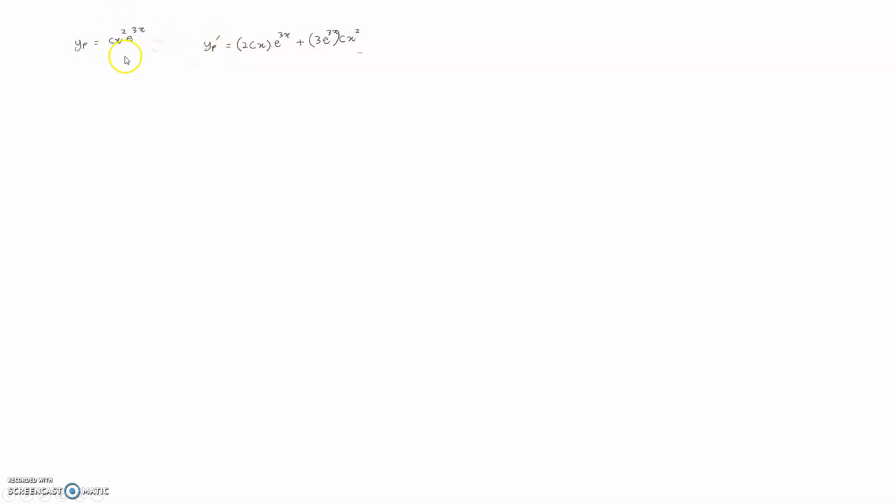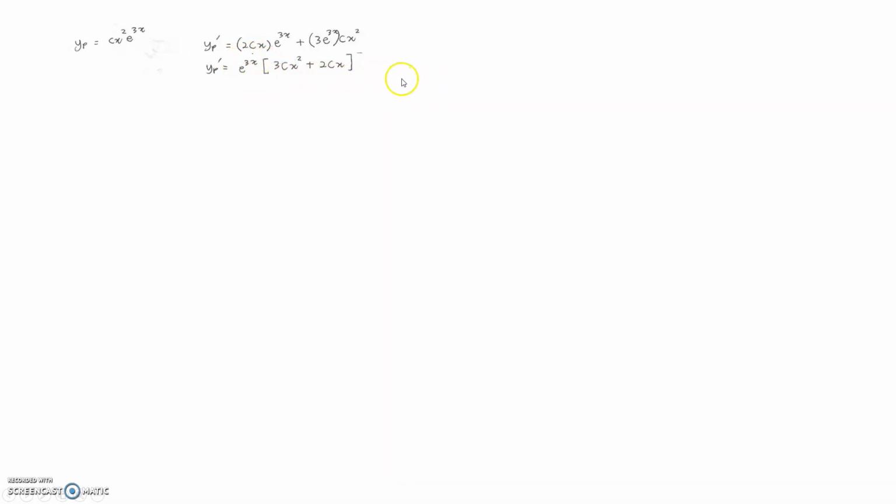So how to differentiate this? You can use the product rule, u dv/dx plus v du/dx. In this case, you assume your u is exponential 3x, your v is cx squared, so your dv/dx is 2cx, plus v du/dx, so du/dx is 3 exponential 3x times cx squared. From there, you further simplify the equation by factorizing the exponential 3x to the outside, and you get this equation.